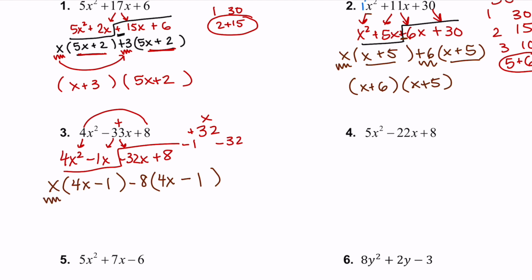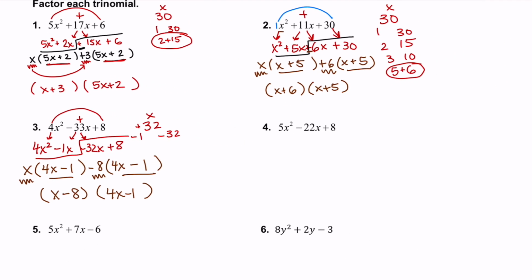Now I kind of scribbled these two. Underneath, that's my first one, x minus 8. My second one are the ones that are the same inside the parenthesis, 4x minus 1. And those would multiply to be 4x squared minus 33x plus 8.